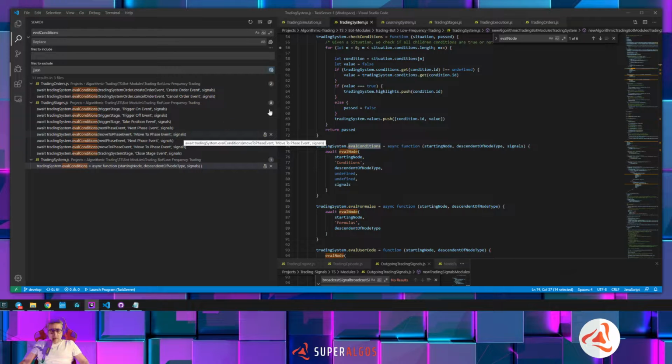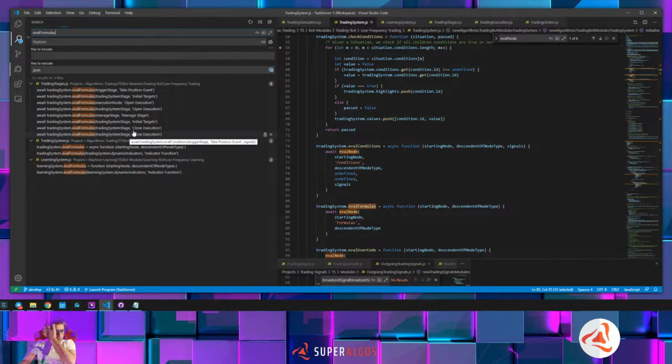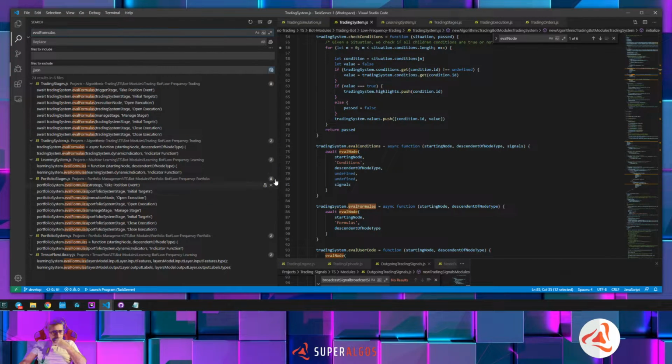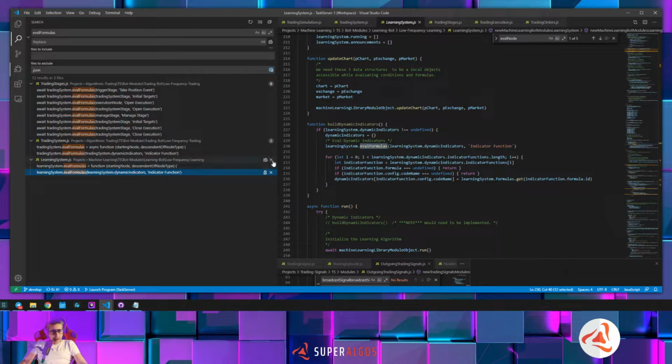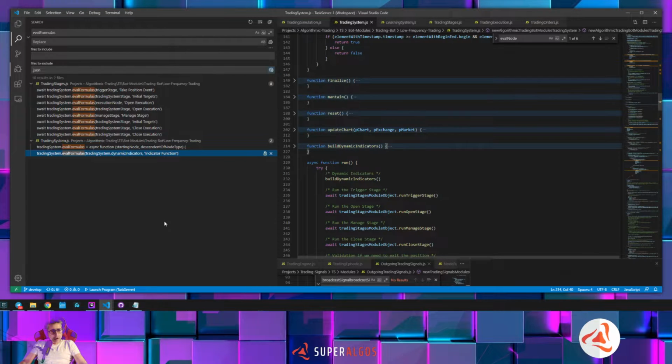So now let's check the formulas. We already did the work of reorganizing the places where conditions are evaluated a few episodes before. Now we will do the same with formulas. Okay, so eval formulas. We don't need this here, we don't need this here, and we don't need this here. Learning systems. We don't need that either.